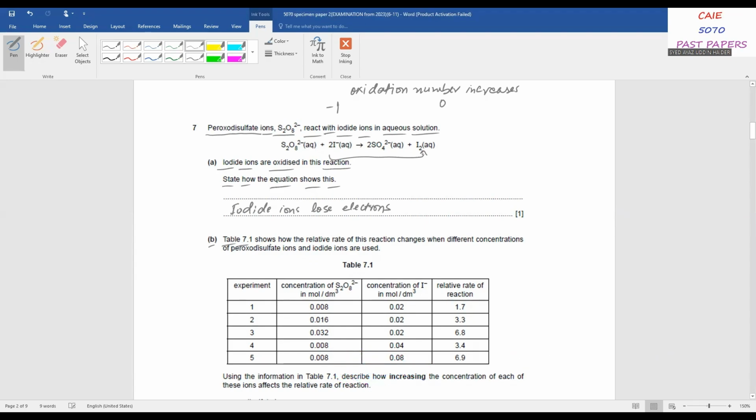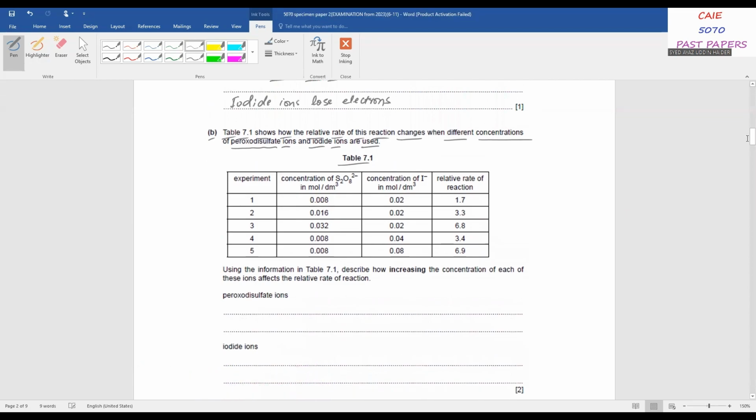B. Table 7.1 shows how the relative rate of this reaction changes when different concentrations of peroxodisulfate ions and iodide ions are used. These are the experiments, experiment 1, 2, 3, 4, 5. You see the concentration of S2O8 2- in mol per dm cubed is different. Similarly, the concentration of iodide I- ion is also different, and the relative rate is also different. So what they are asking: using the information in table 7.1, describe how increasing the concentration of each of these ions affects the relative rate of reaction.